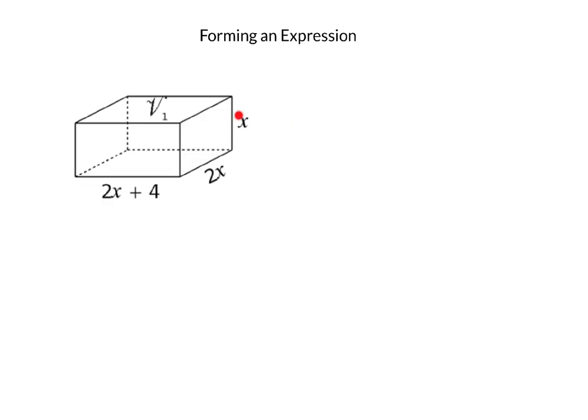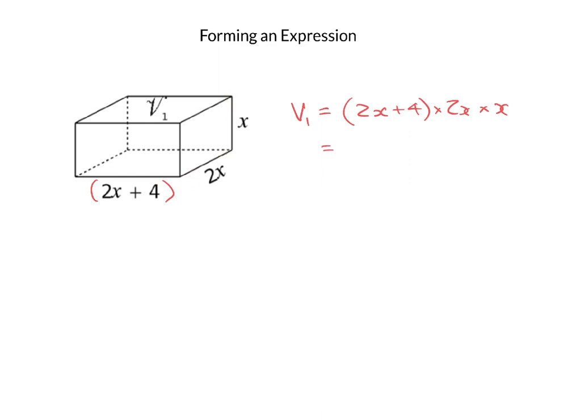You may have an expression like this, where you want the volume from a cuboid. Remember, the volume of a cuboid is length times width times height. So my volume 1 is equal to the length, which is 2x plus 4, and put it inside a bracket, multiplied by 2x multiplied by x.